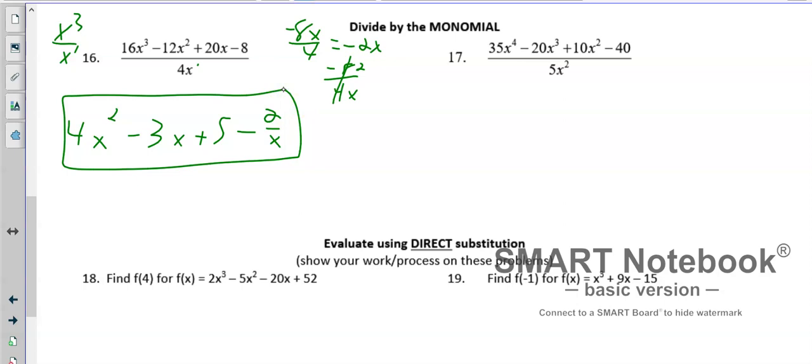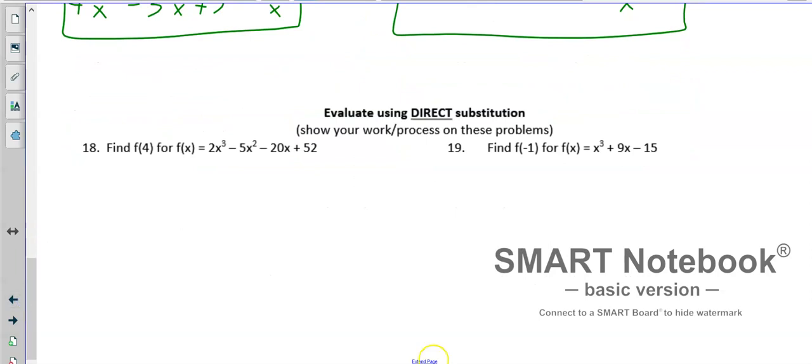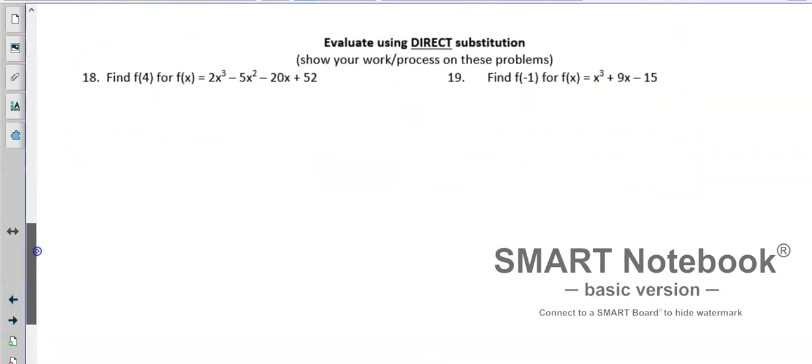All right, 17, each term divided by 5. 35 divided by 5 is 7. 4 minus 2 is 2. Negative 20 divided by 5 is negative 4. 3 minus 2 is 1. 10 divided by 5 is 2. The x squareds cancel. And again, just like the last one, the negative 40 divided by 5 is negative 8, but the x squared is on the bottom in the denominator. Final answer. Most common mistake is going to say negative 8x squared. Just telling you that right now. Please don't make that mistake.